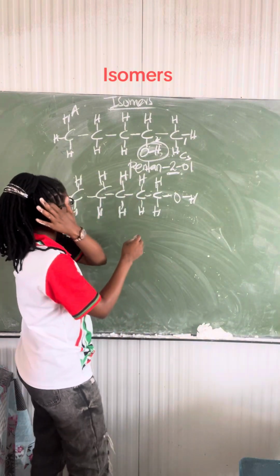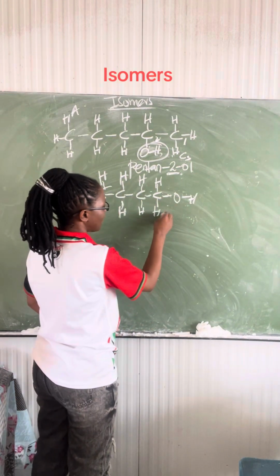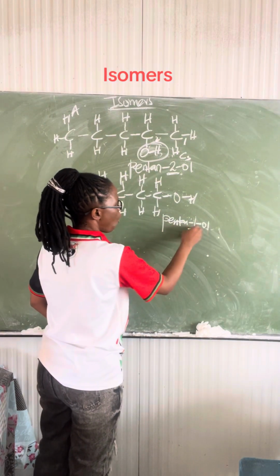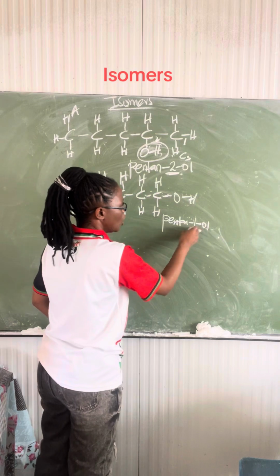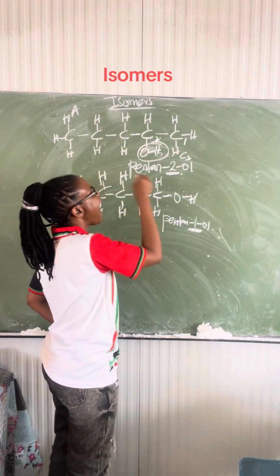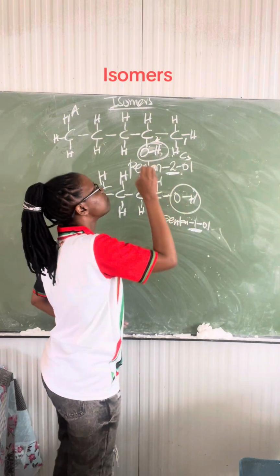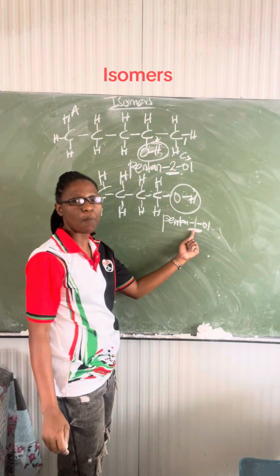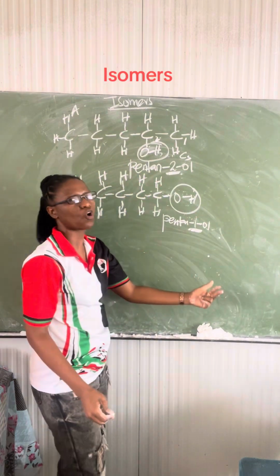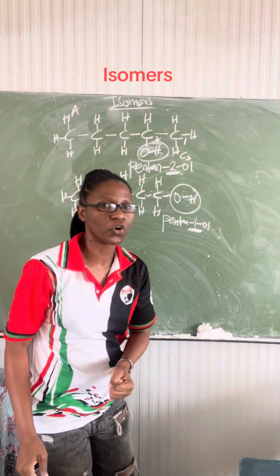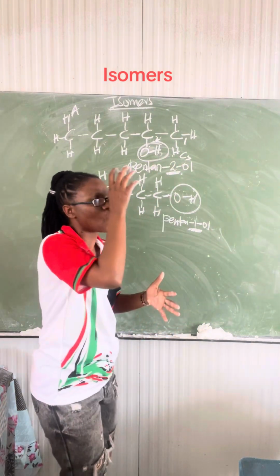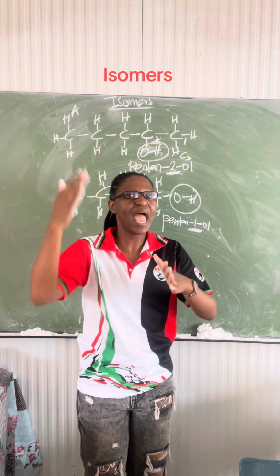So the IUPAC name of this one now is going to be pentan-1-ol. So you can say it's 2 versus 1. The 1 is saying the hydroxyl group is now found on the first carbon. The 2 here is saying your hydroxyl group is found on the second carbon. So this is an example of positional isomers. It can also work where you've got what we call a halogen.